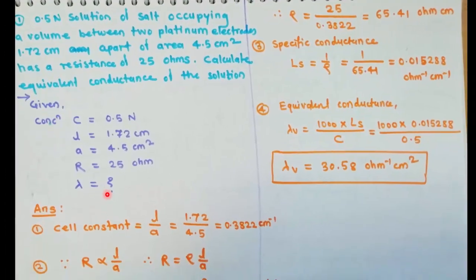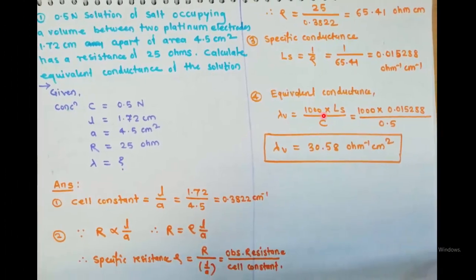What is the formula of lambda? 1000 into Ls upon C. Okay, and Ls is what? Reciprocal of specific resistance. We don't know specific resistance, so we need to find out its value. So let us solve it one by one. Let us find out first the cell constant. Cell constant is equal to L upon A. Just put the value of L, L is 1.72 and A is 4.5. So 1.72 upon 4.5, the value becomes 0.38 centimeter inverse.